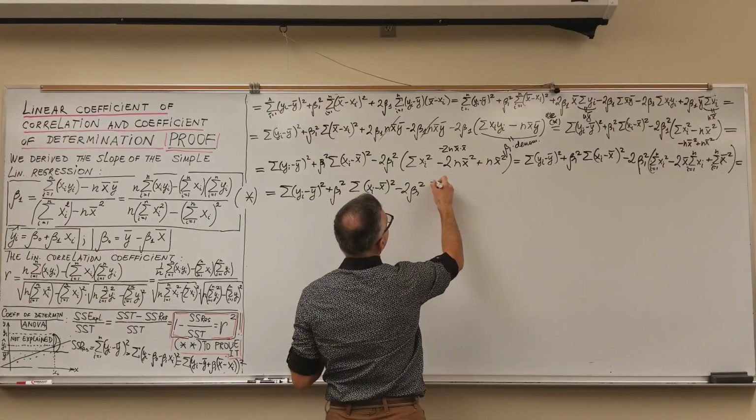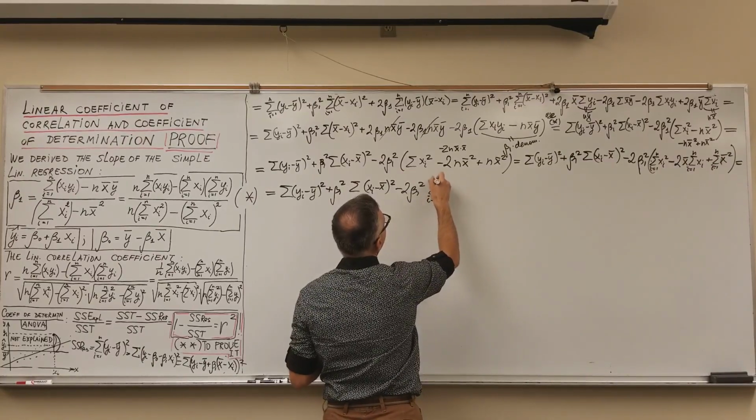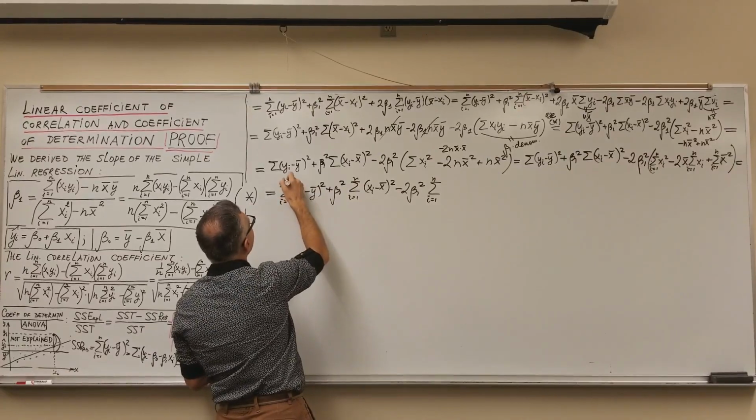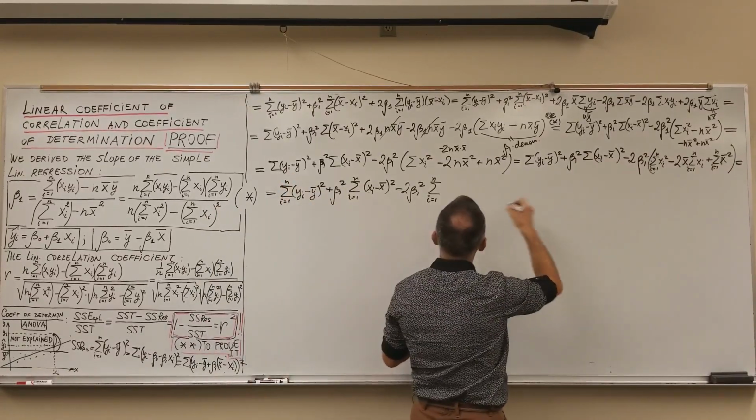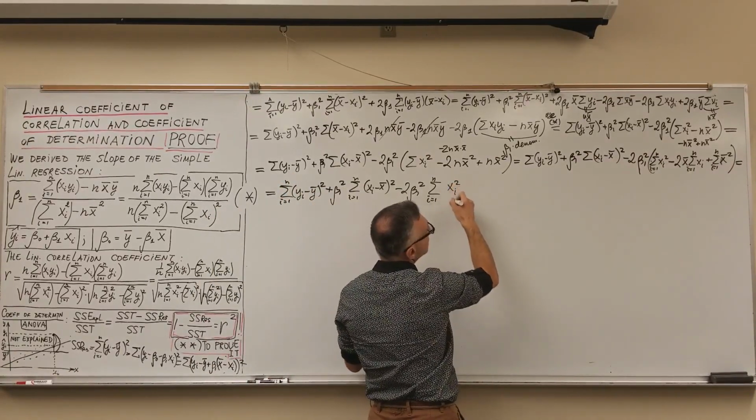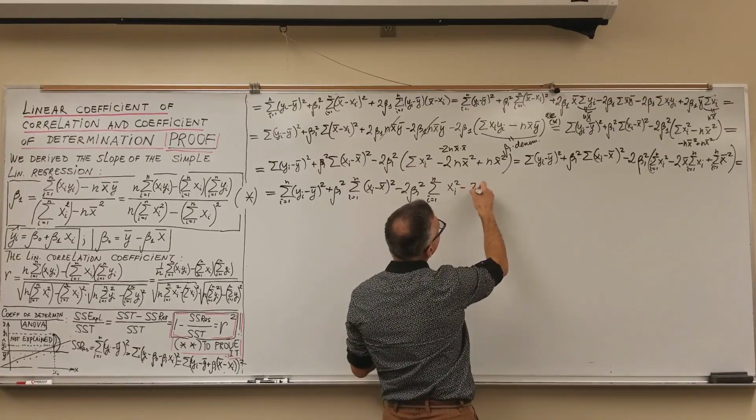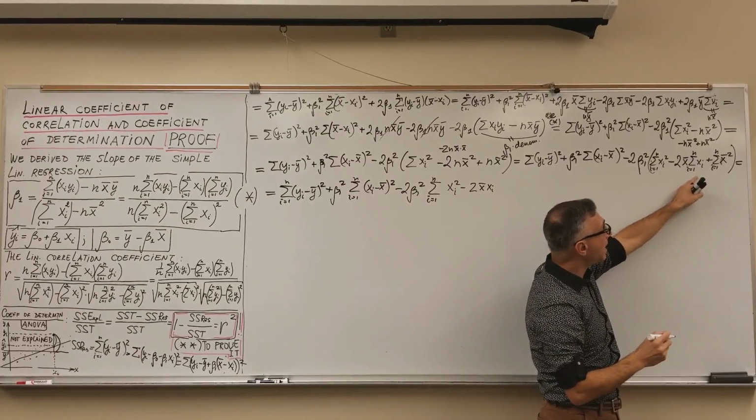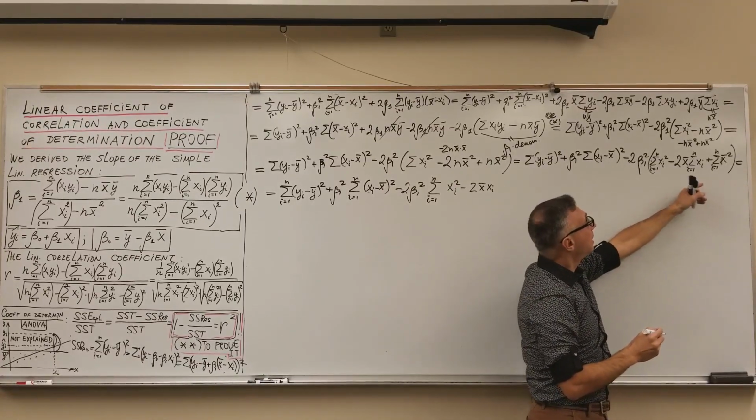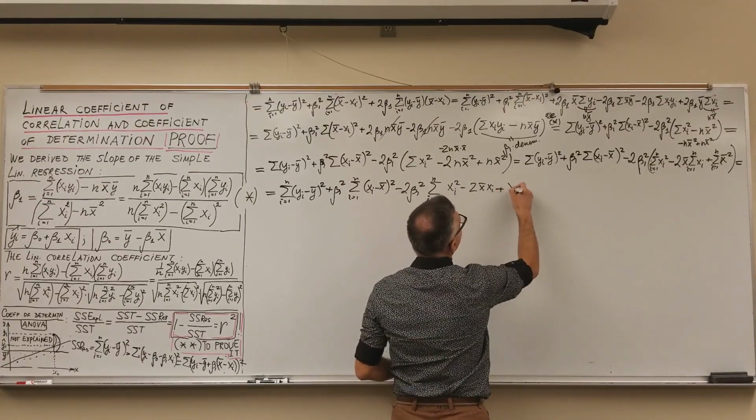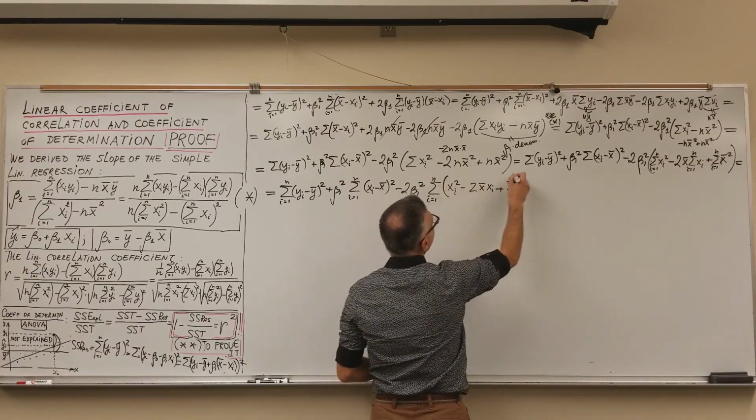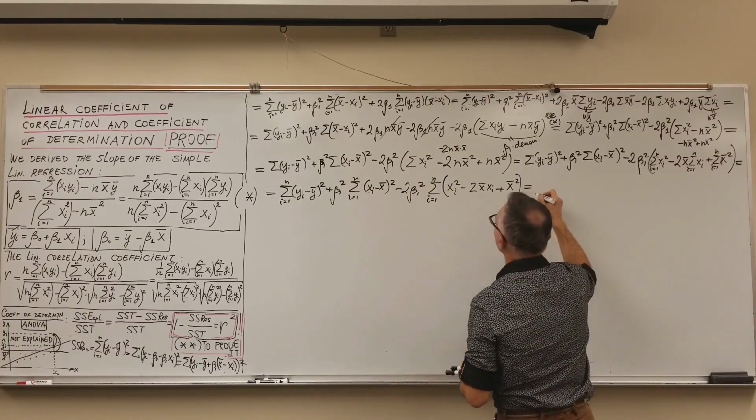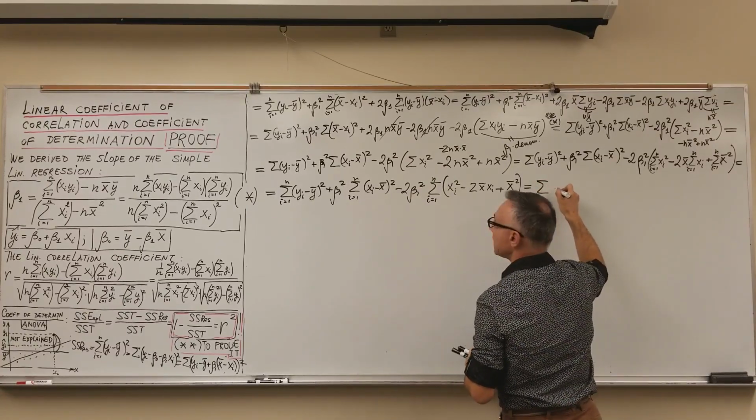So it will be equal to the summation, i runs from 1 to n. Here I have xi squared minus 2 x bar xi, minus 2 x bar xi, and plus x bar squared. Everything is under that summation. It's a beautiful formula, works out nicely.